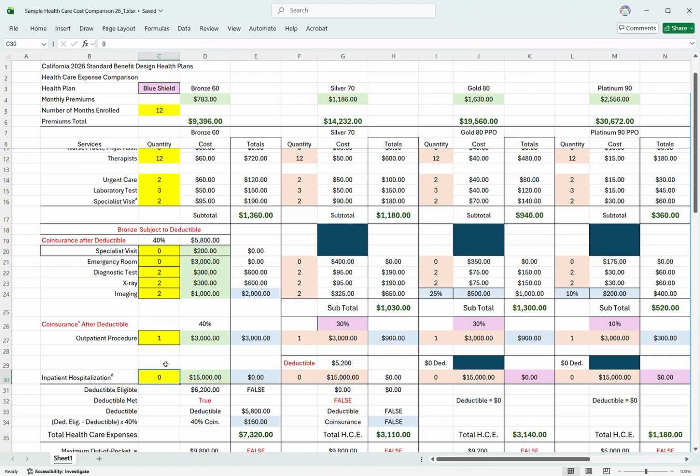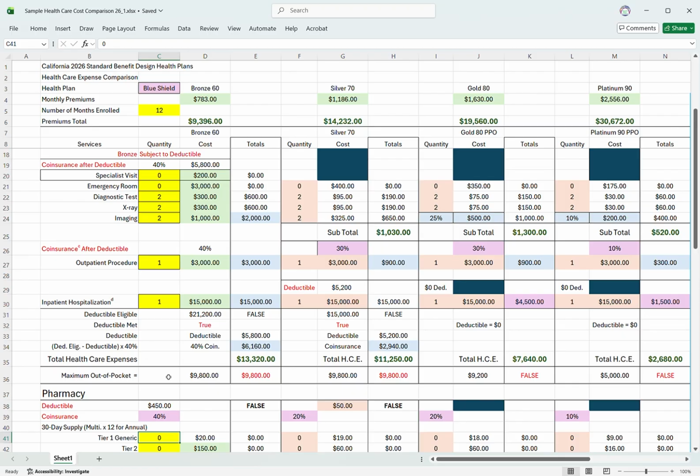Hospitalization can be tricky at best. The silver plan, you must meet a medical deductible before you go into coinsurance on it. So here we have the deductible condition as being true. It has been met, so the deductible pops up, and then the worksheet takes the total cost of the inpatient hospitalization, if you happen to know it, subtracts the $5,200, and then applies 30% coinsurance and adds that together.